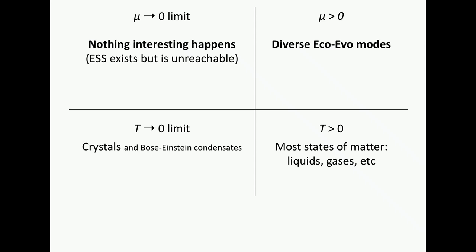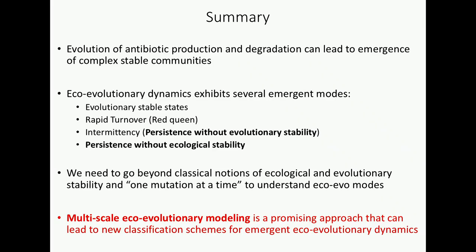Similarly, all these interesting things that I showed you don't exist in the small mutation limit, because these evolutionary fluctuations are fundamental to their existence. And since this is the realistic situation for the entire ecosystem, where mutations are not too rare, I think that's where we need to focus to study eco-evolutionary dynamics. Okay, and I'll just summarize. We found emergence of diverse communities. Beyond that, we've identified all these interesting eco-evo modes. That suggests that we need to go beyond classical notions of ecological stability, evolutionary stability, and this one mutation at a time mindset when we think about evolution.